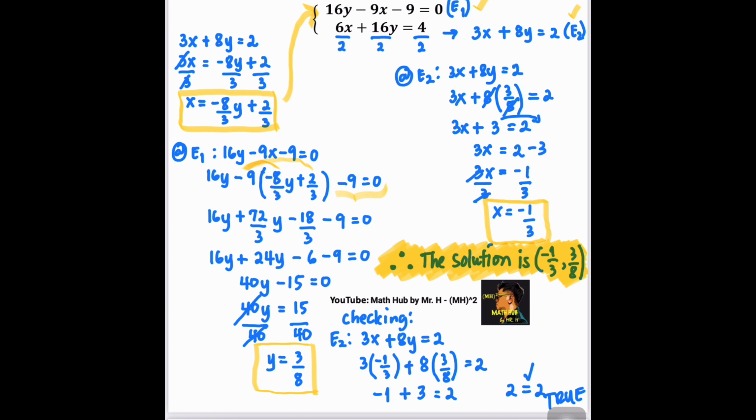If you graph the system, definitely those two lines will intersect at this point. This is the point of intersection. So tune in for a separate video for the graphical method.